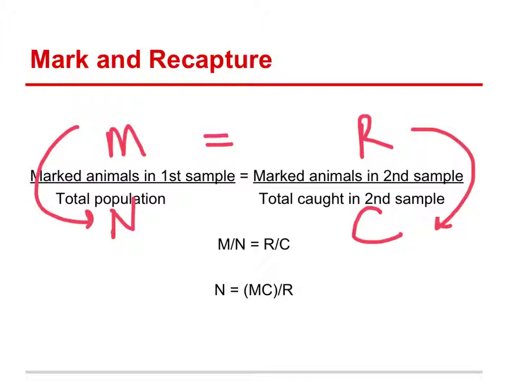We can rearrange our equation and say that our N, our total population, is equal to M times C divided by R. Again, it's important for us to have this equation in our notes. So take a look at this equation again. It should say N equals M times C divided by R, which is to say the total population is equal to the number marked times the number in the second capture or the second sample, all divided by the number in that second sample that were already marked.